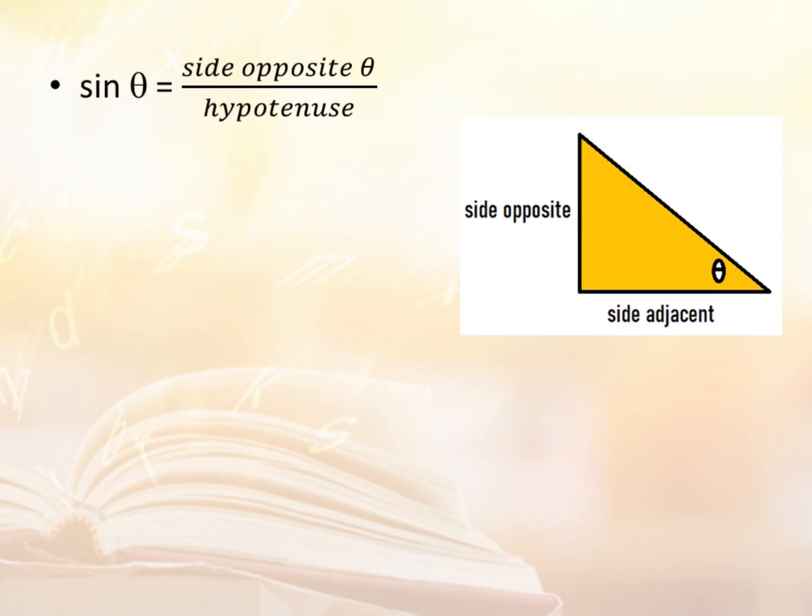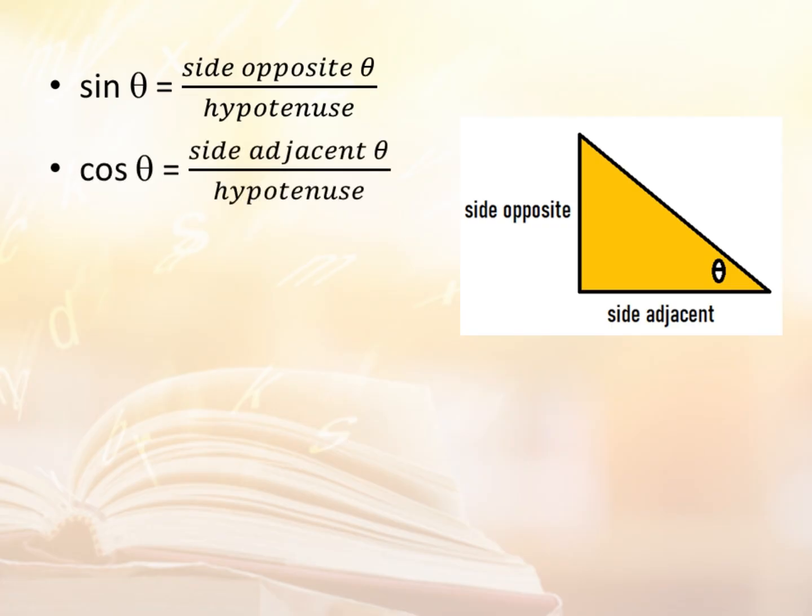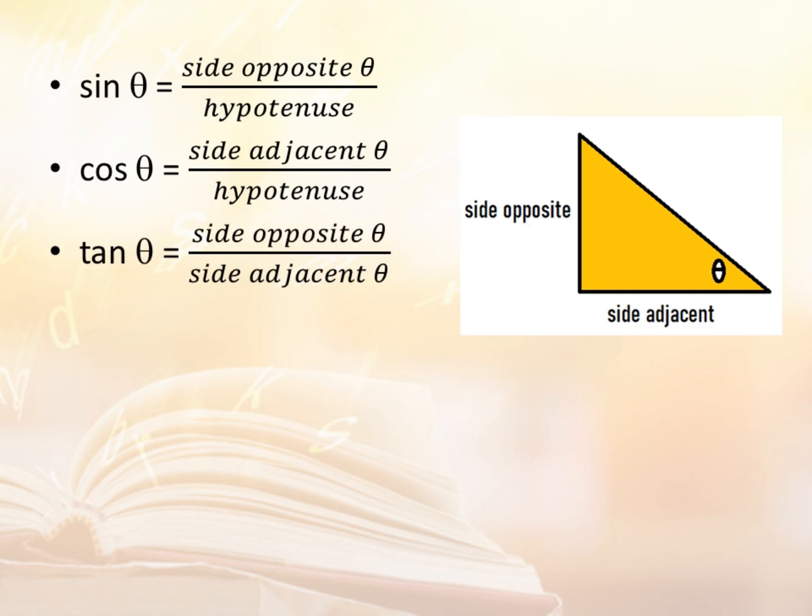Sine theta is side opposite theta over hypotenuse. Cosine theta is side adjacent theta over hypotenuse. Tangent theta is side opposite theta over side adjacent theta.